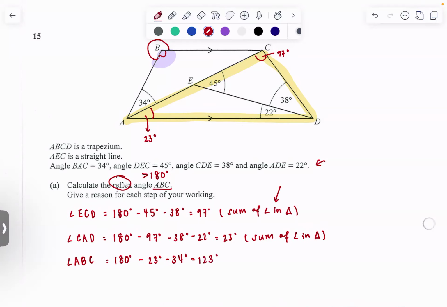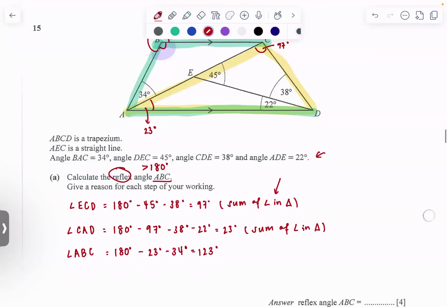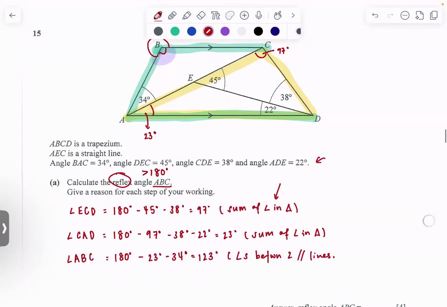Why? Because, running out of colors, angles in parallel lines add up to 180. Okay? Angles between two parallel lines. So you have to write that as well. So you can just say angles between two parallel lines. And then you have to state what parallel lines you're looking at, which is BC is parallel to AD. Okay?